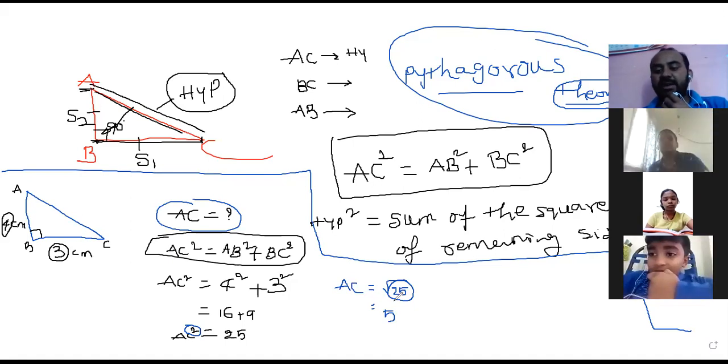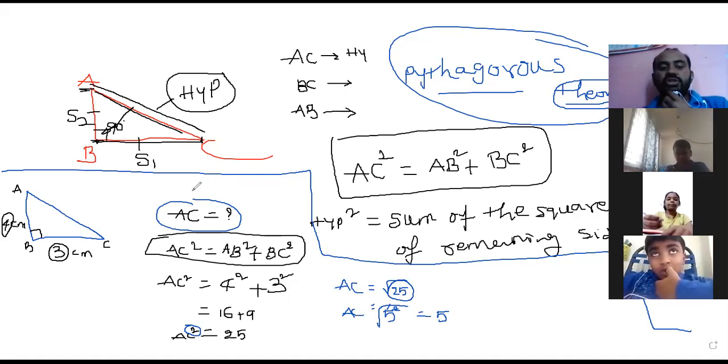Actually, here what's happening? Instead of 25, can I write 5 square or not? Yes. Square and root both will cancel. And my AC value is 5. My AC value is how much? 5. So this AC is 5 centimeters.